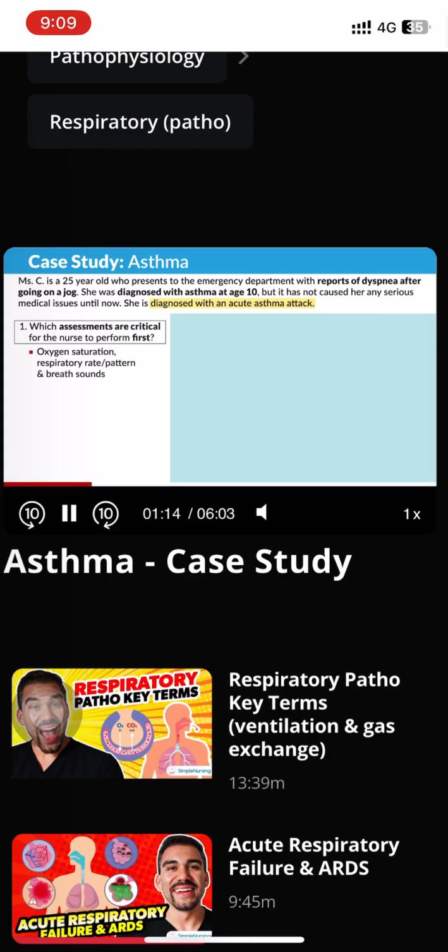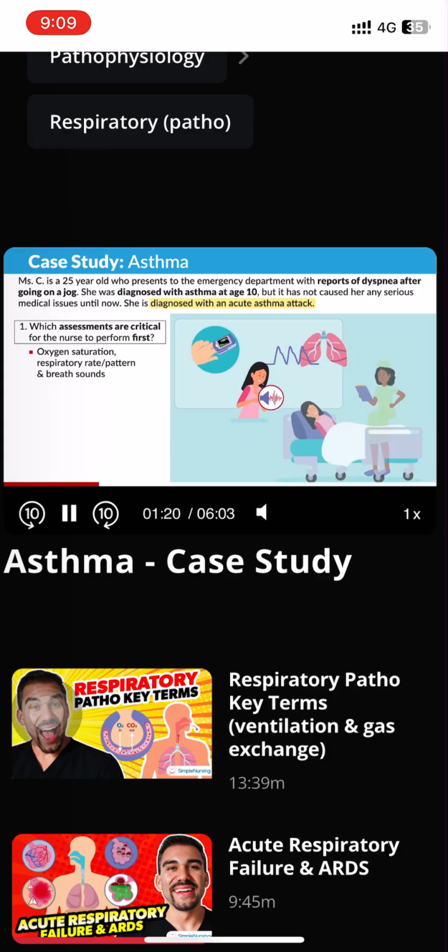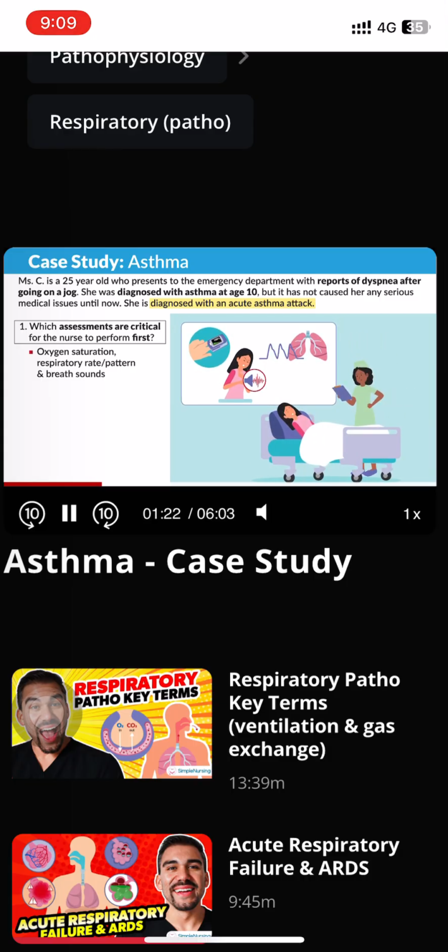So the correct answer is oxygen saturation, respiratory rate and pattern, and breath sounds. Yes, we always want to monitor these clients the closest so that they do not slip into another asthma attack, and you can intervene immediately.